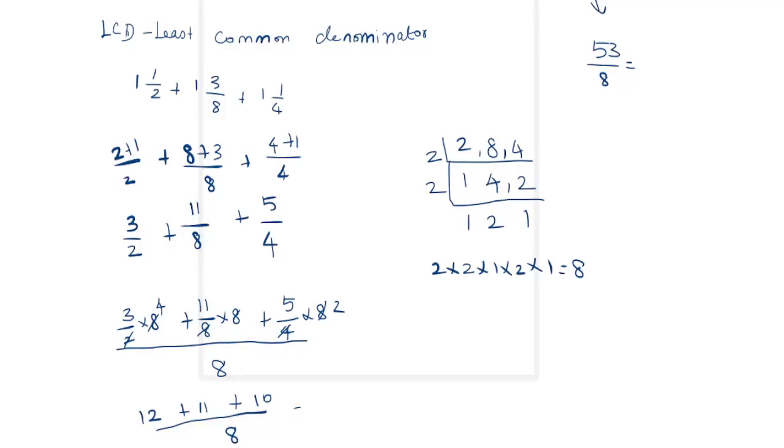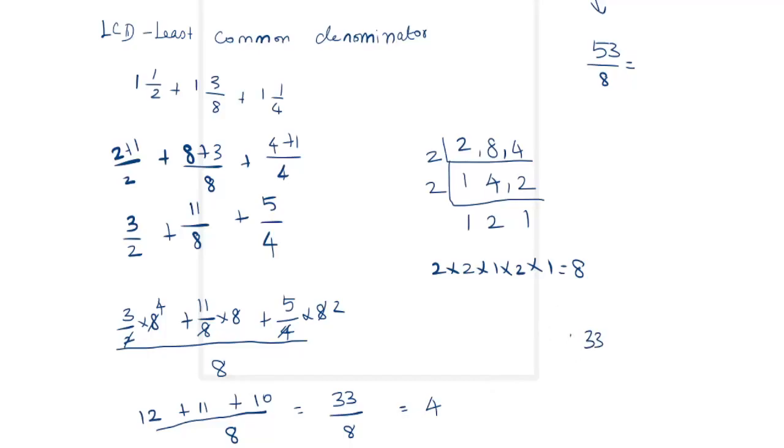After that we can make a direct sum of this one. So 12 plus 11, what's 12 plus 11? 23, plus 10, 33. So 33 by 8 is the answer. We can convert this into a mixed fraction. This is an improper fraction. We can convert 33 by 8 as a mixed fraction. So mixed fraction, this is the method.